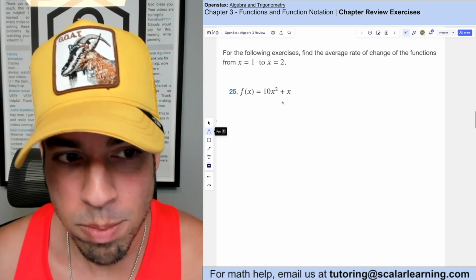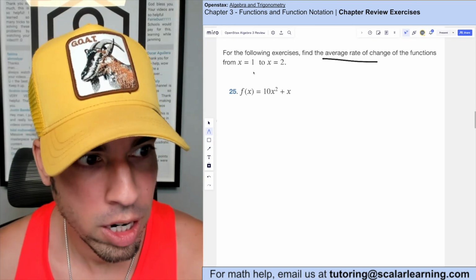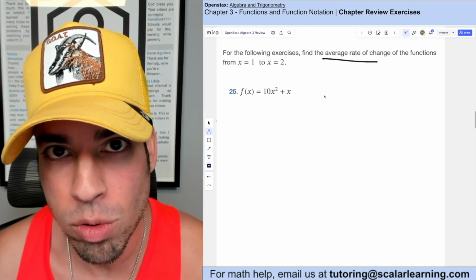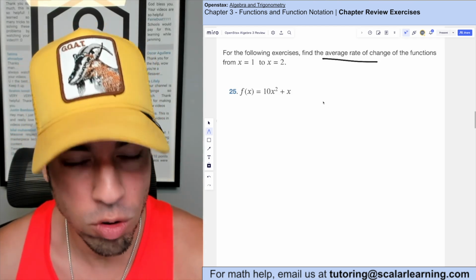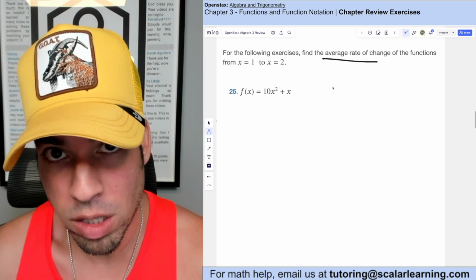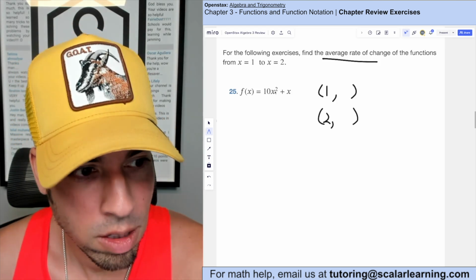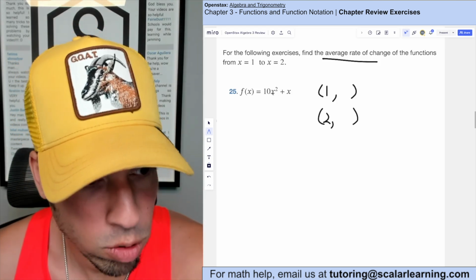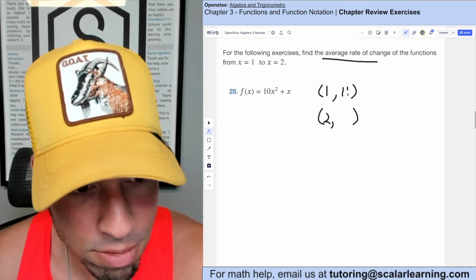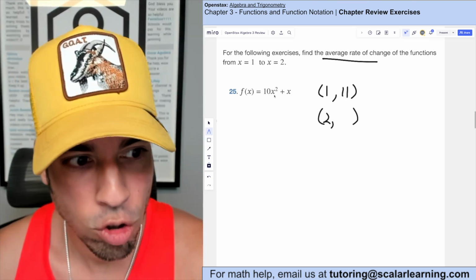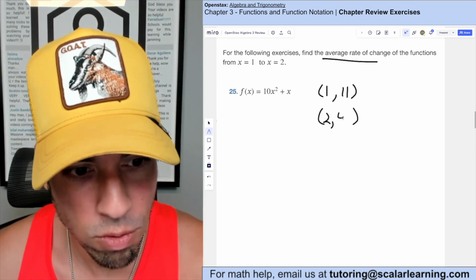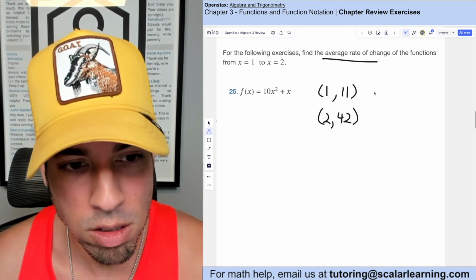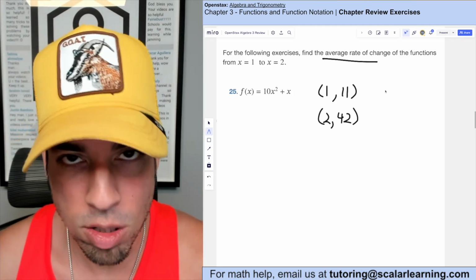For this question, we're meant to find the average rate of change from 1 to 2. So all we're doing is getting those two coordinates when x equals 1 and x equals 2, and then taking the slope. That's what average rate of change is. So when I plug 1 into this equation, I get 10 times 1 squared, which is 10, plus 1 is 11. And when I plug 2 in, I get 2 squared, which is 4, times 10, which is 40, plus 2 is 42.